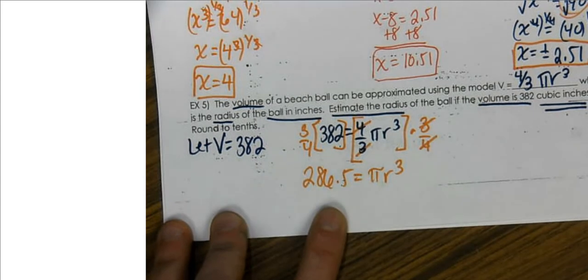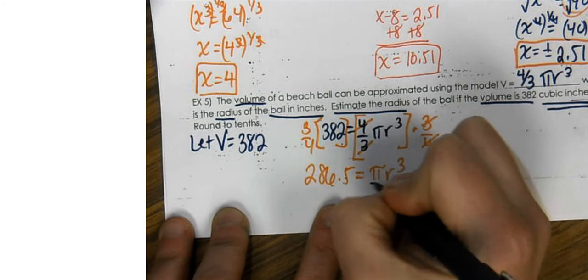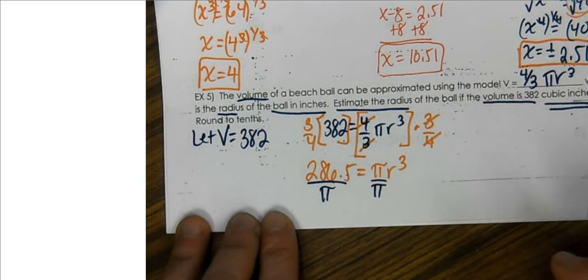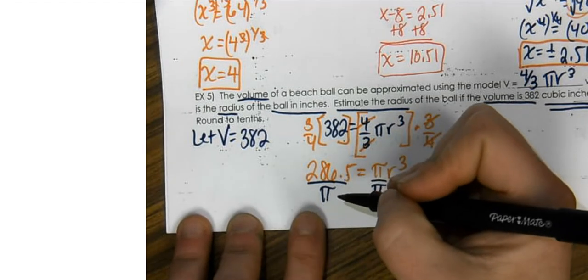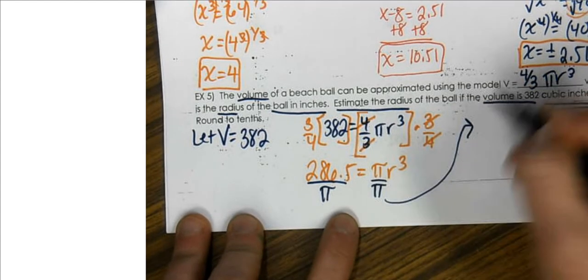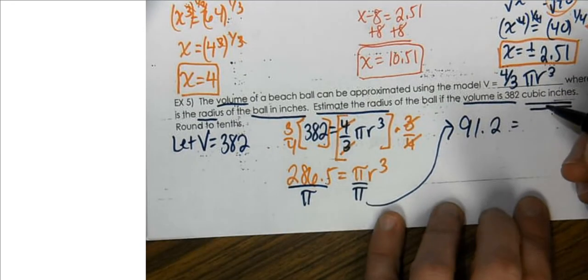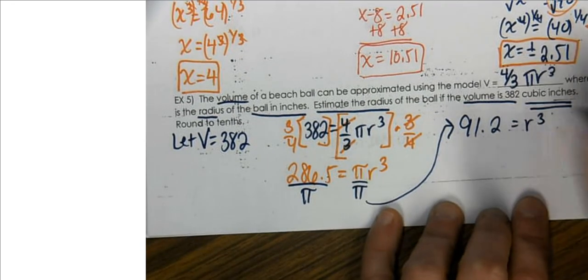So now I need to get r cubed alone, and now I'm going to divide both sides by pi. By doing that, if I were to put this into my calculator, this is going to be equal to 91.2 if I round it to the nearest tenth, and that's going to be equal to r cubed.